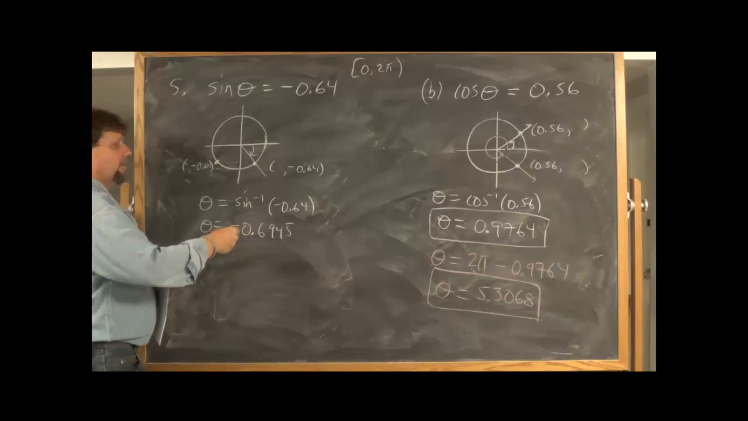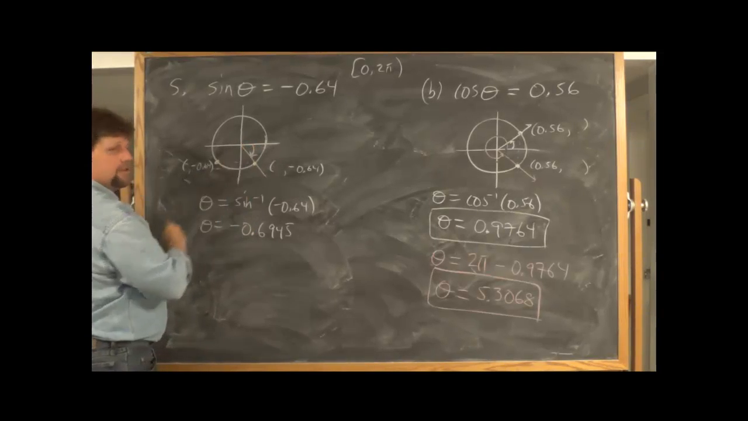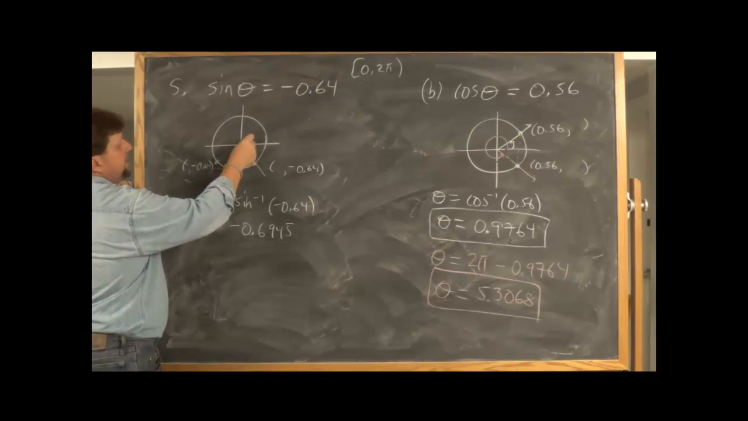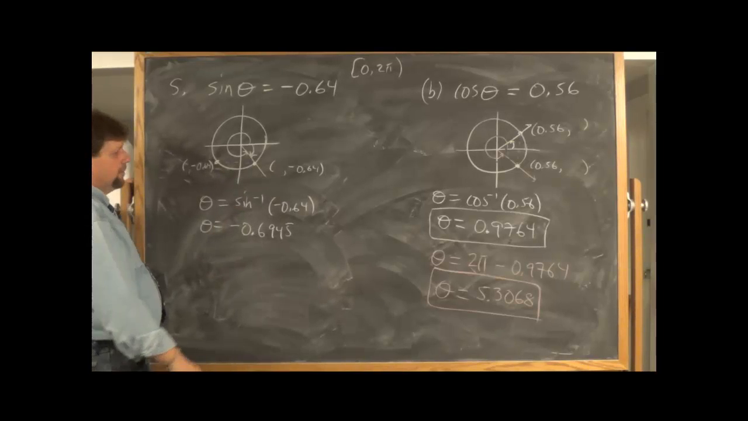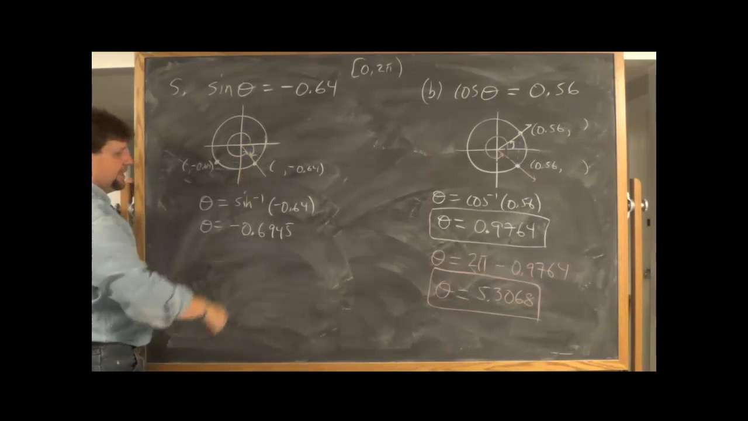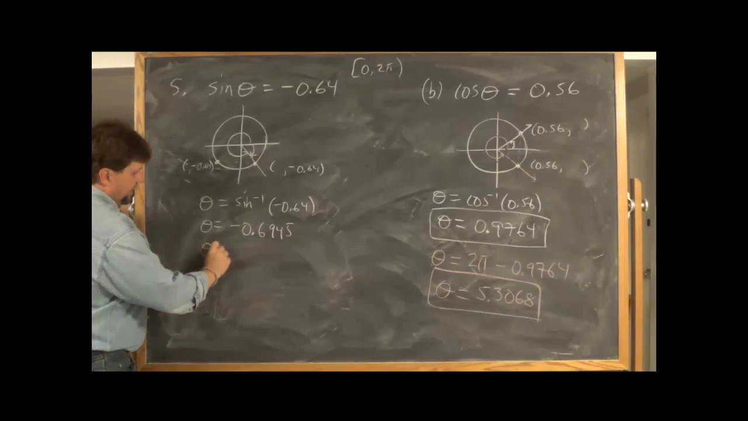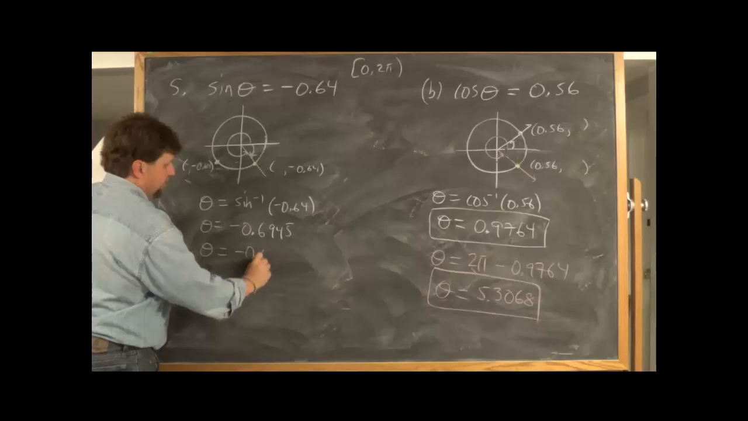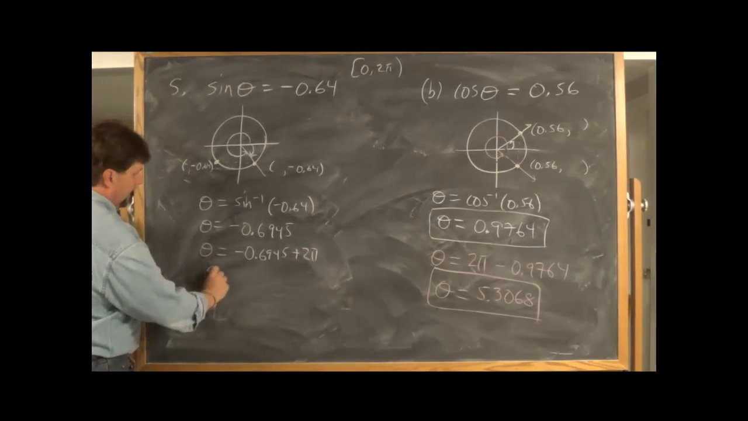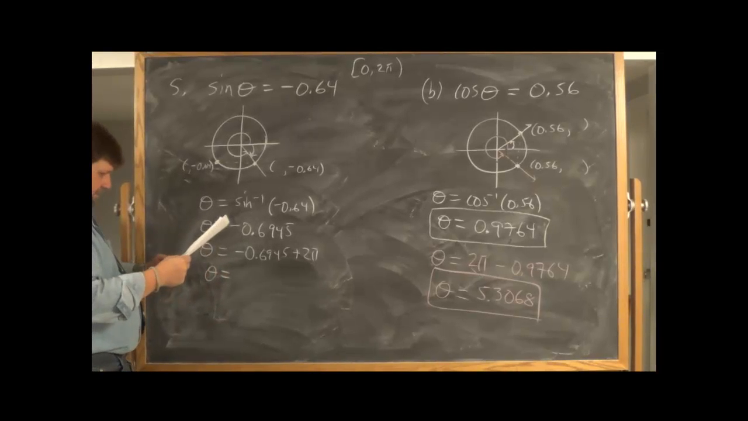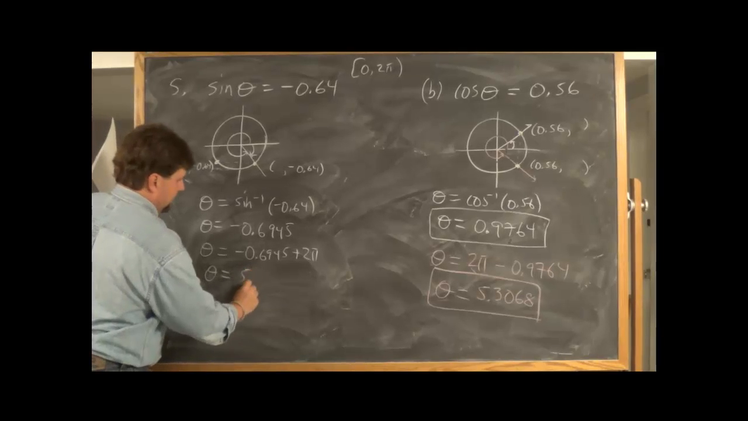So, well, this looks like it's a pretty easy fix. I can't use what the calculator told me, but it's pretty easy for me to get the angle that's coterminal with negative 0.6945. I just simply add 2 pi to that. So I just simply take this negative 0.6945 and add 2 pi to it, and I get 5.5887.